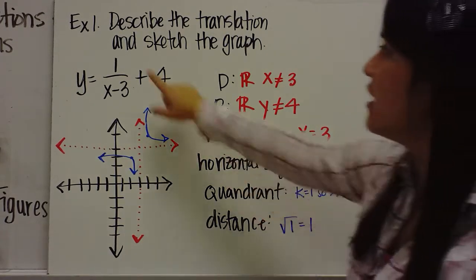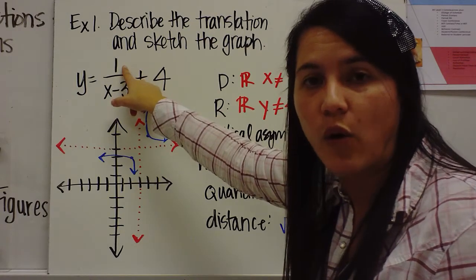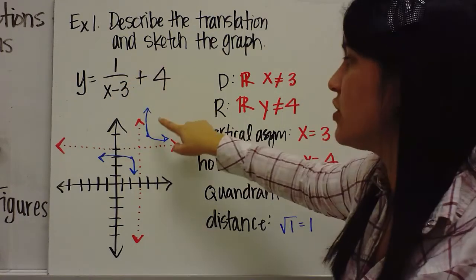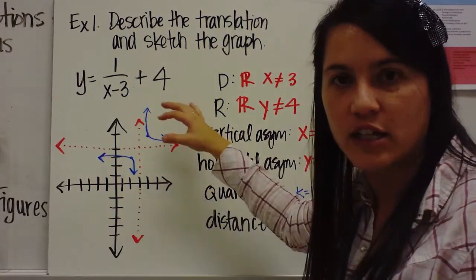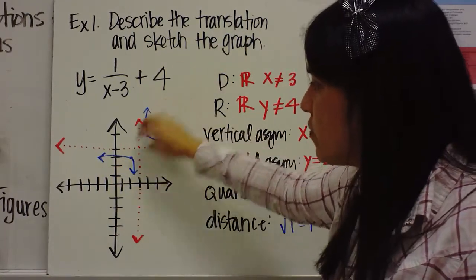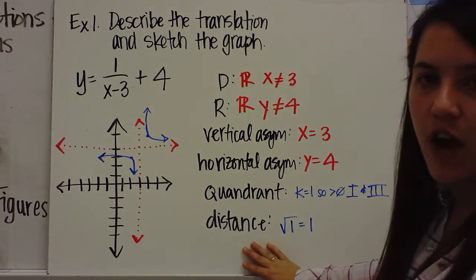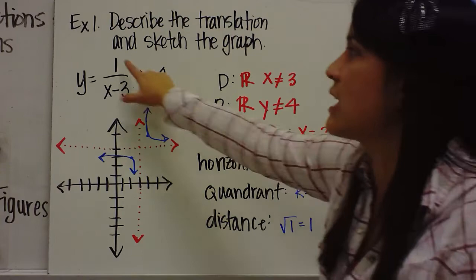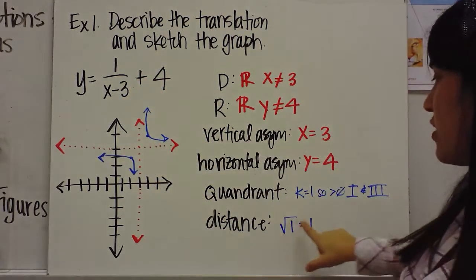If the k right here is positive, that tells us our graph is going to be in quadrant 1 and quadrant 3. So I've shown you in quadrant 1 and quadrant 3. Remember, it's shifted, but we know that it's going to be in quadrant 1 and quadrant 3. And then the distance from our branches: since k is 1, we take the square root of k. So the square root of 1 is 1.